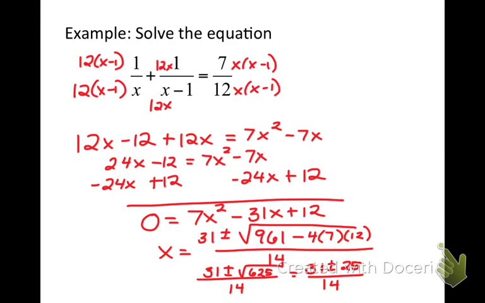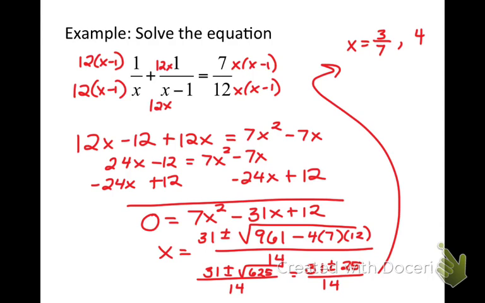All right, so 31 minus 25 is 6. 6 over 14 would reduce to 3 over 7. So we get x equals 3/7 for one of our answers. 31 plus 25 is 56. 56 divided by 14 is 4.